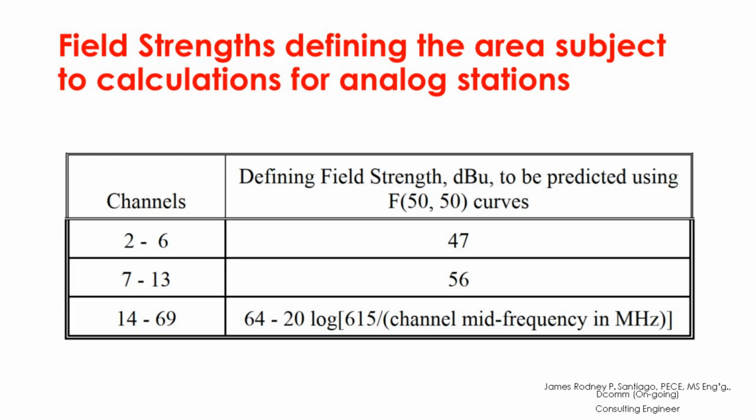And then for UHF, channels 14 to 69, before it was 470 megahertz up to 890 megahertz. With the new ITU channel allocation, we were left with band 4 only, that's channel 14 up to channel 51, and that's 470 megahertz up to 700 megahertz. The required field strength would be the resulting field strength based on 64 minus 20 log of 615 divided by the center frequency of the channel of calculation.